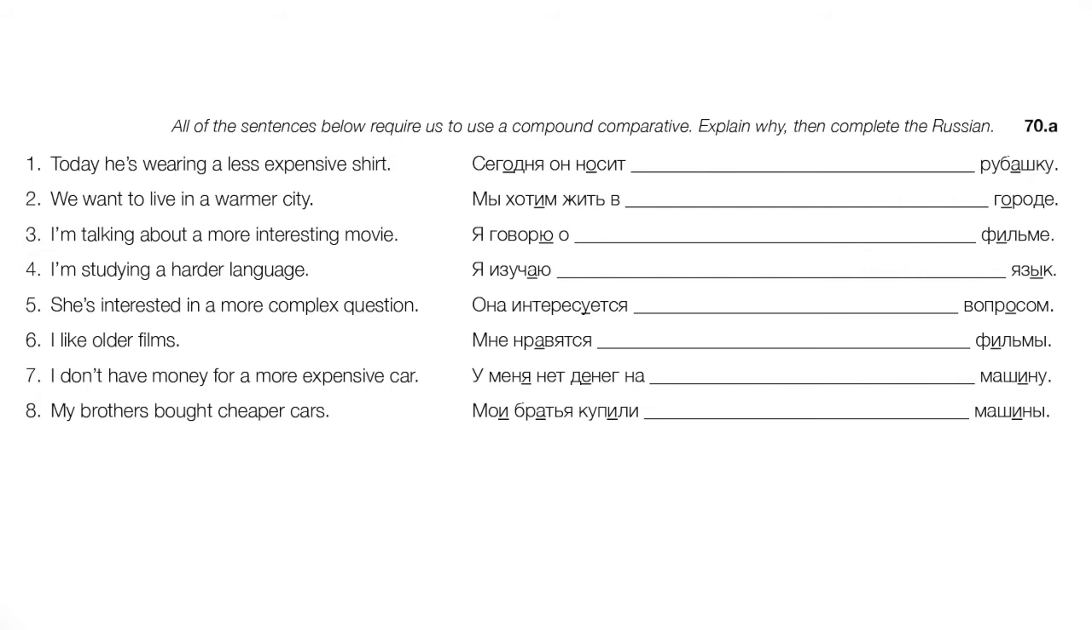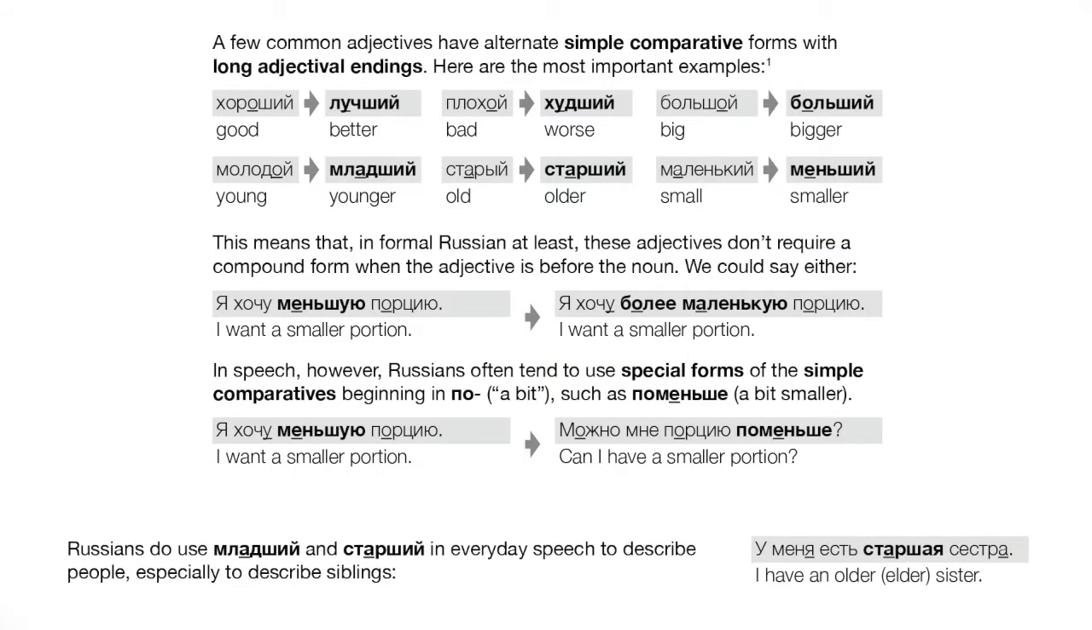Мои братья купили более дешевые машины. Again, we need an accusative case, более дешевые машины, or we could say, of course, less expensive, менее дорогие машины. Okay, now let's look at a rather limited topic here.